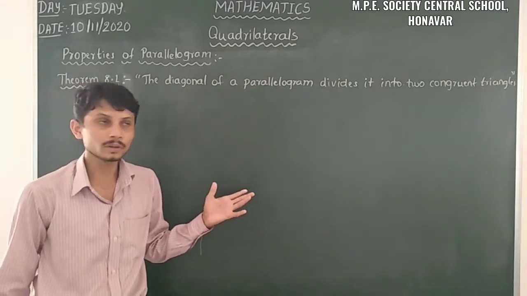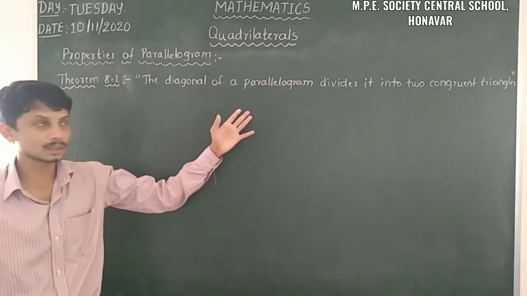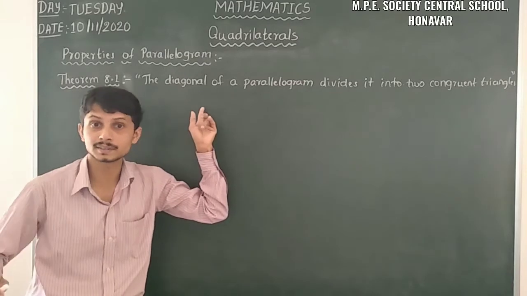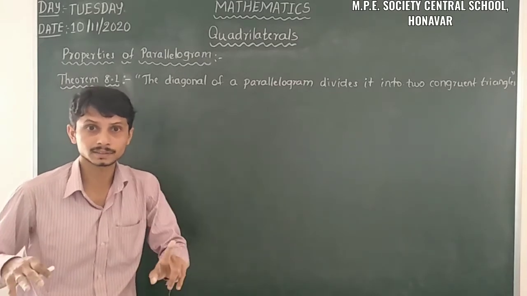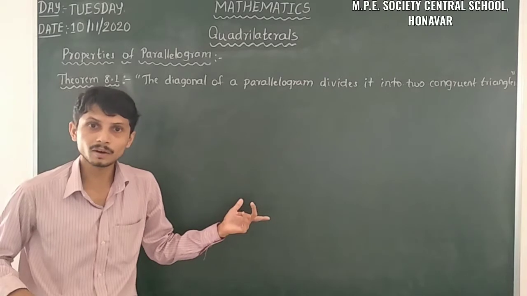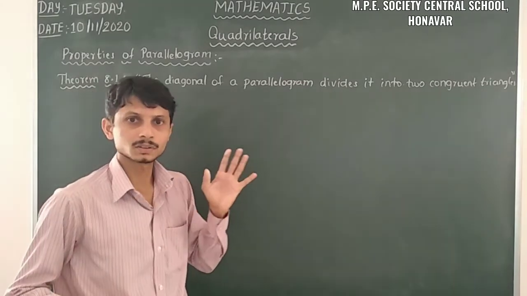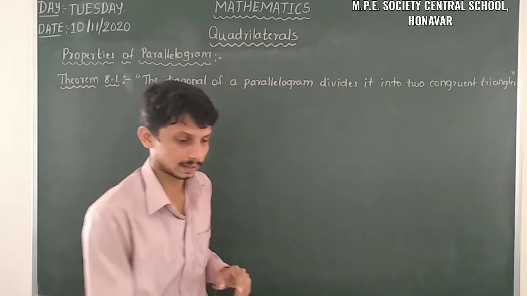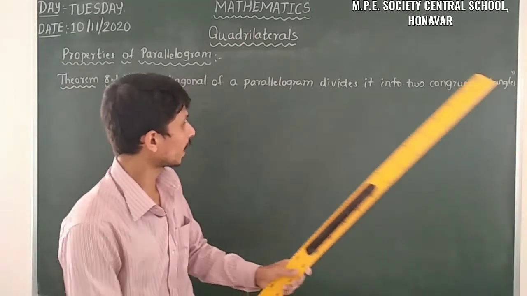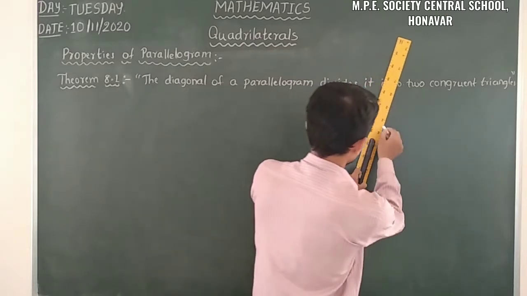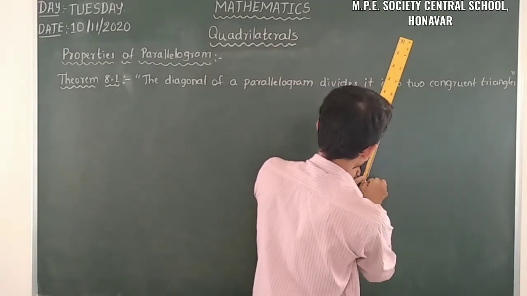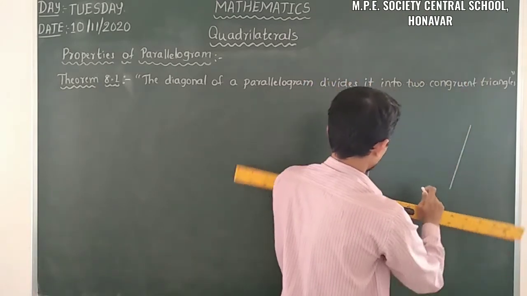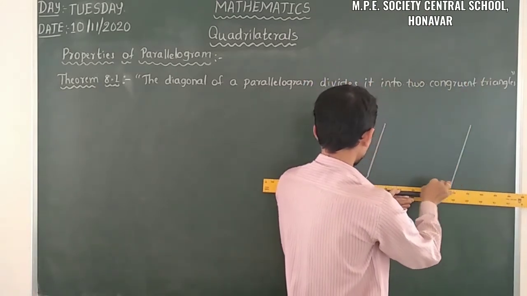Firstly we have to know what is given. That is the diagonal of a parallelogram. Here it is not diagonals, it is only one diagonal, so we have to construct only one diagonal, it is enough. After that we have to prove those two triangles are congruent triangles. So let us draw a parallelogram here. Firstly I will draw a parallelogram. Yes, this is a parallelogram.